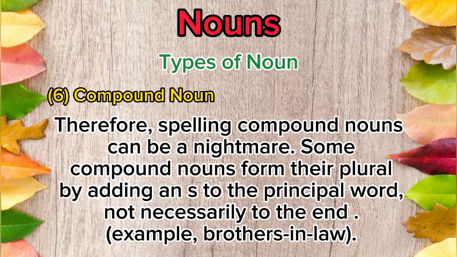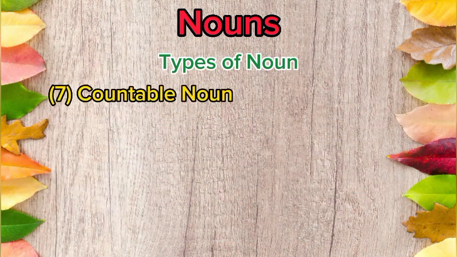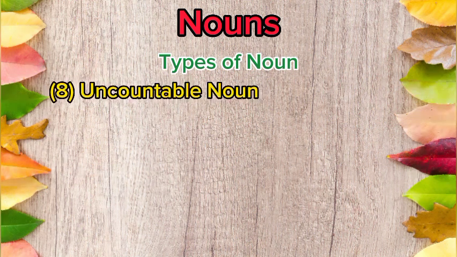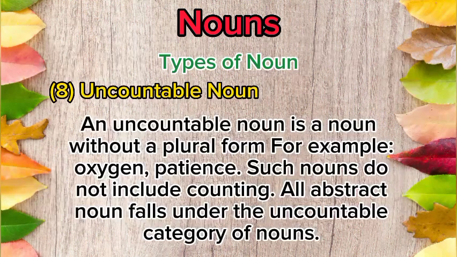Example: brothers-in-law. Countable noun. A countable noun is a noun that can be counted in numbers like one pen, two cars, with both a singular and a plural form. Example: dog, dogs, pie, pies. Uncountable noun. An uncountable noun is a noun without a plural form. For example: oxygen, patience. Such nouns do not include counting. All abstract nouns fall under the uncountable category of nouns.